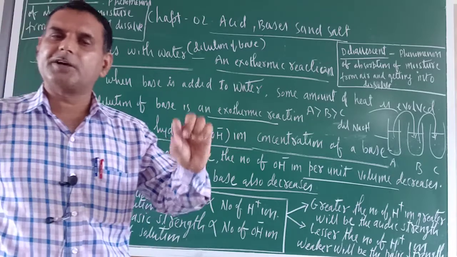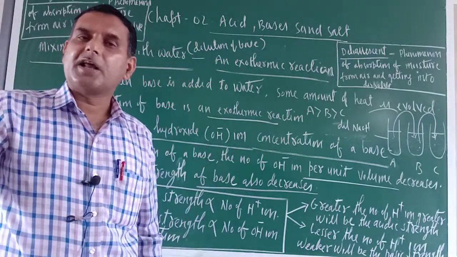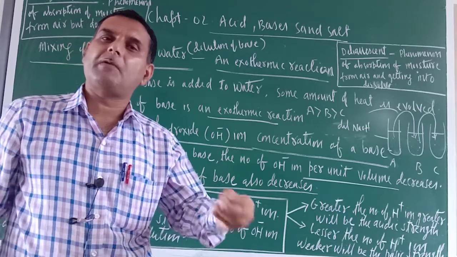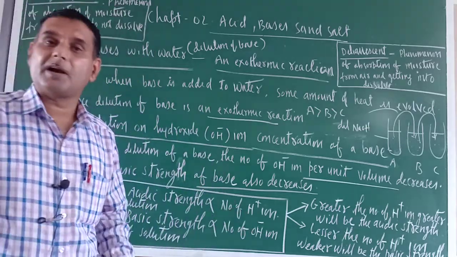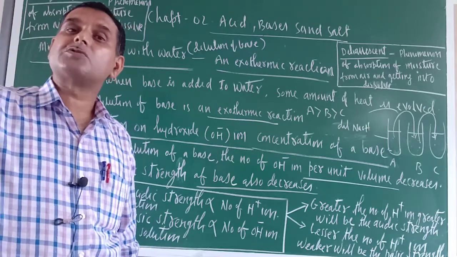Suppose one very simple thing is there. Suppose you have taken 20 milliliter of water, and near about 5 gram of sugar you have added. So 20 milliliter of water is there and 5 gram of sugar is there.